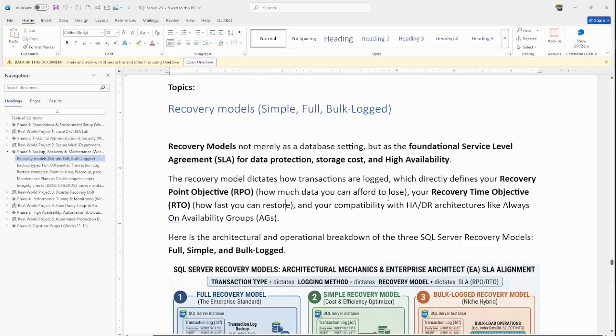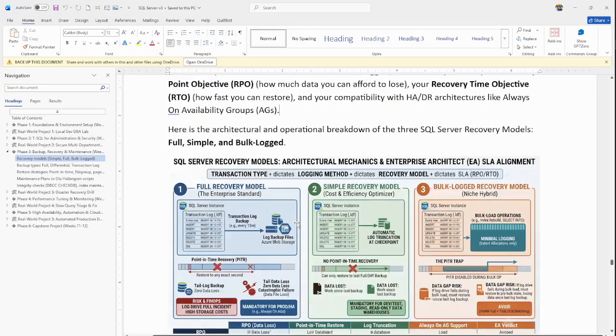So HA and DR architectures are always on availability groups. We will check it, and based on that requirement, we will have that architecture. So in SQL Server, you will have three recovery models. One is the full recovery model. The other one is the simple recovery model. Then the third one is your bulk logged recovery model.